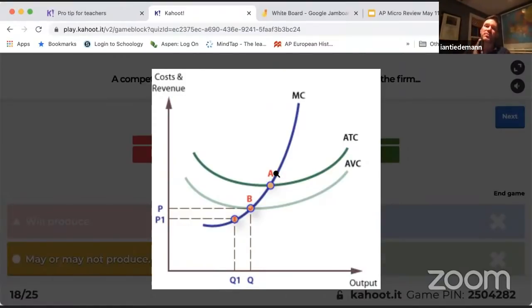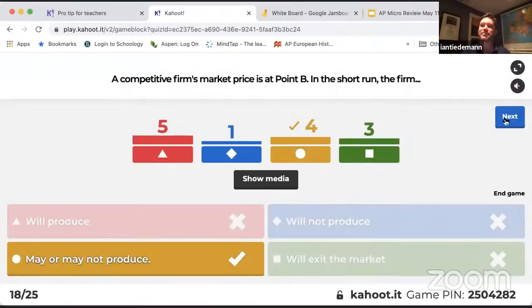And that is where the supply curve for an individual firm begins. B and upwards would be where they would be willing to produce in the short run. In the long run, if they're not at least earning A, they're out. They're going to exit the market altogether.